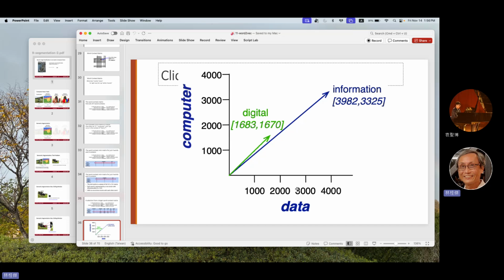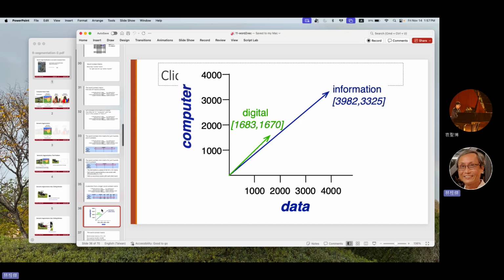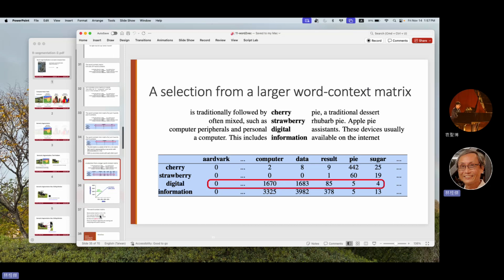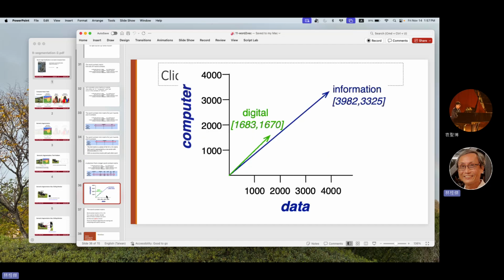It's probably going to be very close to here, right? Because they are not related to computer, they're not related to data, okay? So this kind of simple counting of how many times they have appeared together with each other can already give us some meaningful representation, and that already captures some semantics, some meanings. Even though it may not be totally precise, it does carry some meaning.